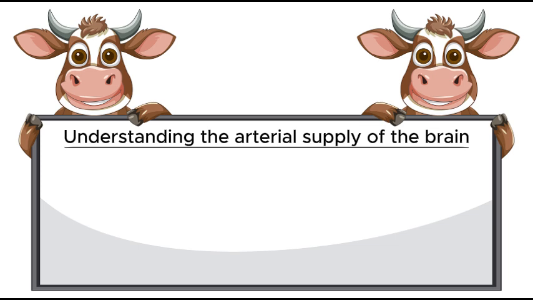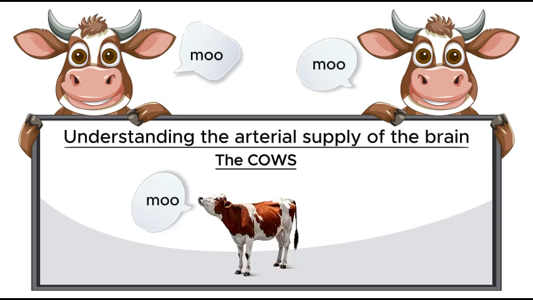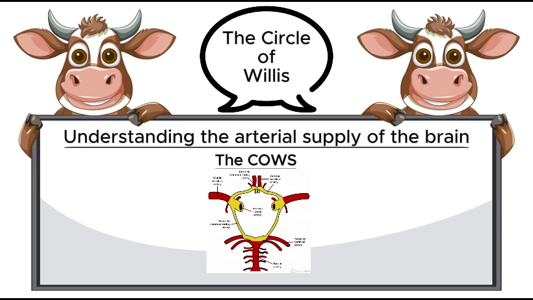Understanding the arterial supply of the brain. Let's start with the cows. Yes, cows. Not the cow that moves. No, no, no, no. The Circle of Willis.